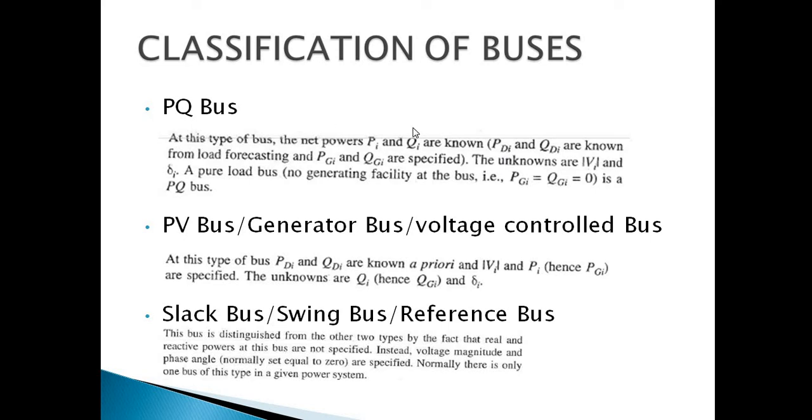Got it? P and Q are the powers that are injected inside the bus. What does the generator do? It injects power inside the bus. What do demands do? They take power out of the bus. So what is P and Q? P is Pg minus Pd, and Q is Qg minus Qd.